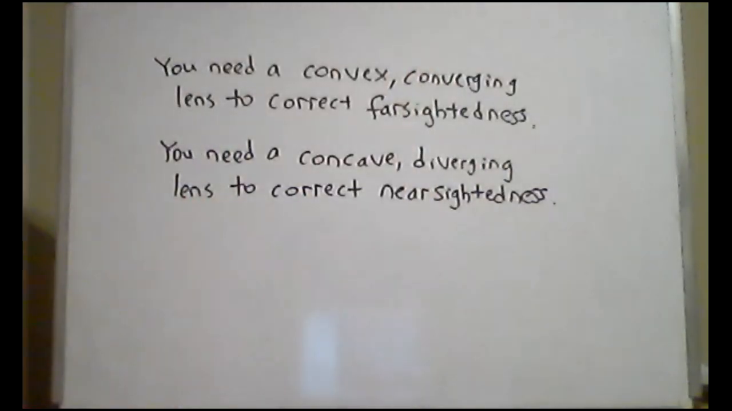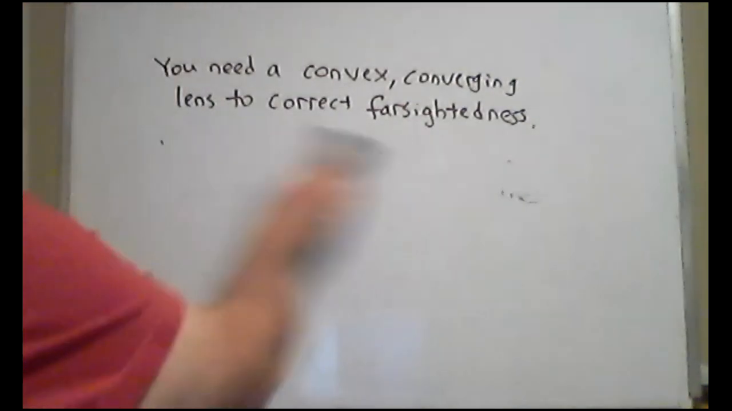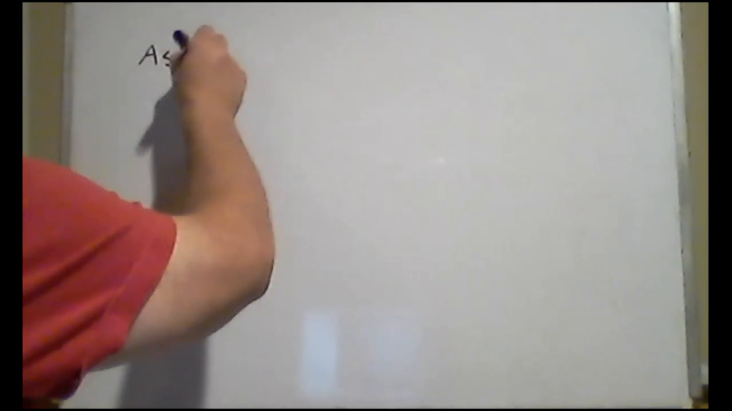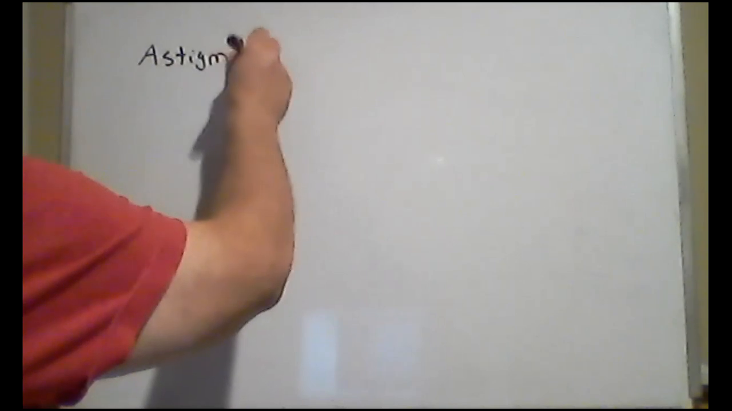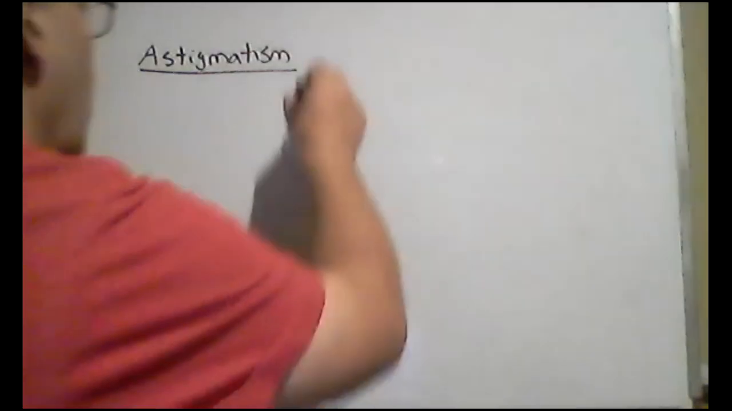Now, there are other types of vision problems, vision defects or eye defects, right? These are the spherical ones. Now, you could have one where, for instance, we could talk about astigmatism. People have astigmatism. I have astigmatism. Astigmatism is an unevenness or asymmetry in the focus of the eye.